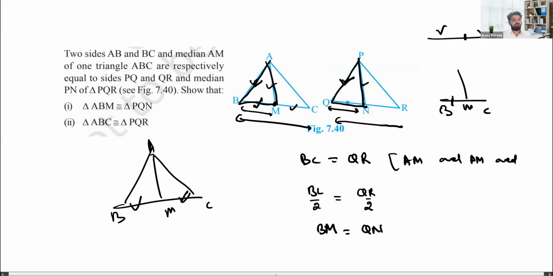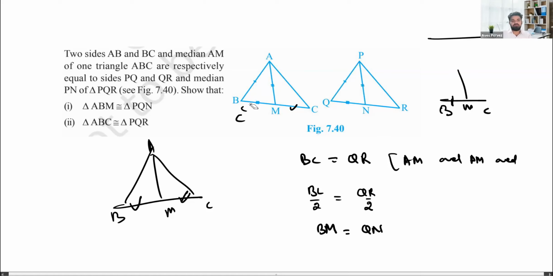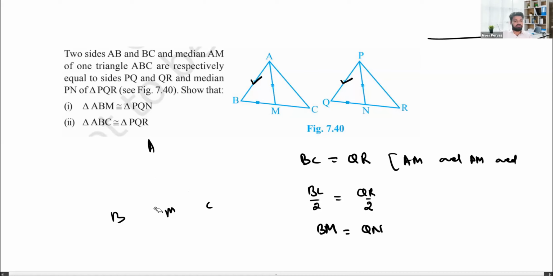If it is given to you in the question that side AB is equal to PQ and BC is equal to QR, then in simple language, if you need to prove this triangle and this triangle congruent, this side is equal to this side, it is given. Okay, Rima?